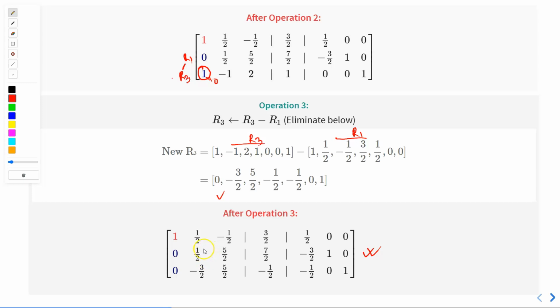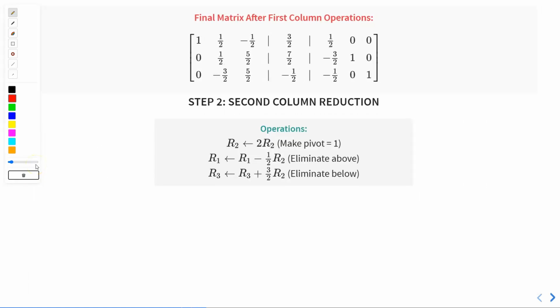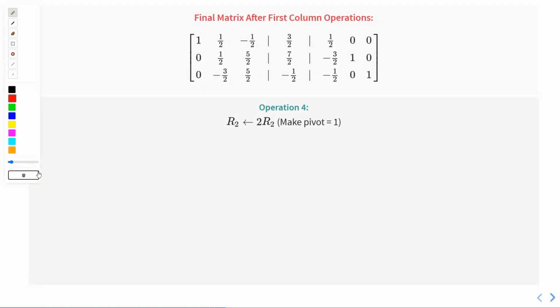Then the next step: this will be the pivot element, and I am going to make this element 1. For that I have to multiply this R2 by 2. That will be operation 4, which is 2 into R2. After getting that pivot, I am going to make this element and this element 0. First I am going to do this operation and then I'll do the other operations. So first, operation 4, 2 into R2, to make the pivot 1.